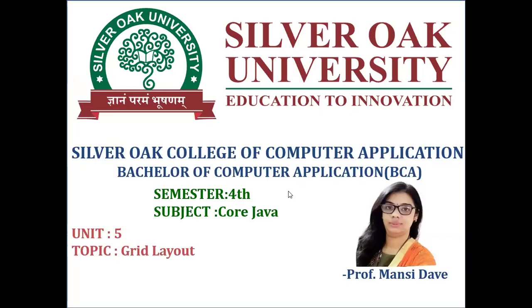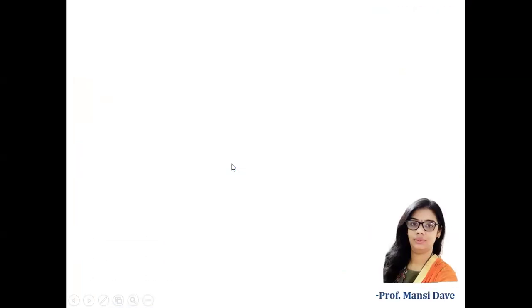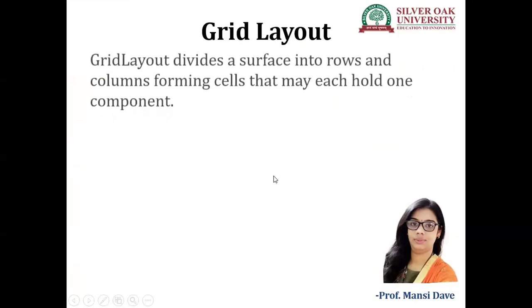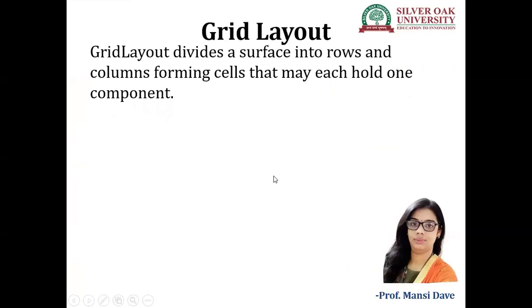Okay, in the previous lecture, we discussed the border layout. Border layout arranges your components into five directional regions: north, south, east, west, and center. Now, in this video lecture, we will discuss the grid layout. Grid layout is a kind of table format that arranges your components into a table format. Whenever I talk about the table format, it contains rows and columns.